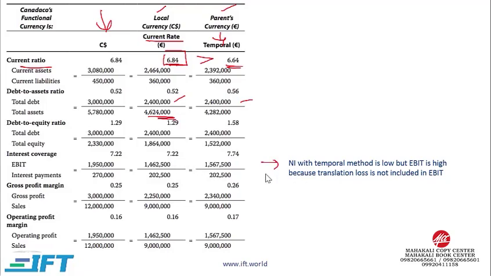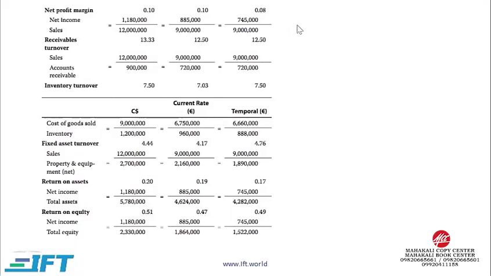A point to emphasize here is that the net income with the temporal method is low, but the operating profit with the temporal method is high because the translation loss is not included in the operating profit. In any case, go through these ratios and make sure you understand where they are coming from. And here are some more ratios.